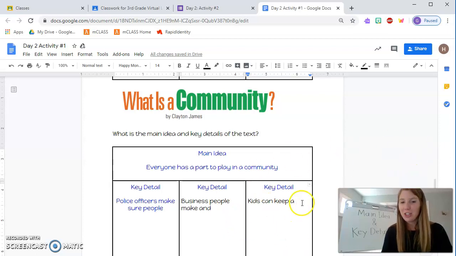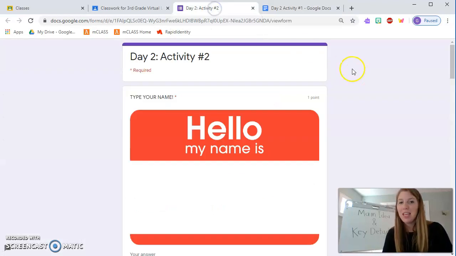After you finish this chart, I want you to go to day 2, activity 2, and you are going to have a video here to watch because I'm out of time for my video. They can only be 15 minutes. So I will post the next video in here for you to watch before you start.